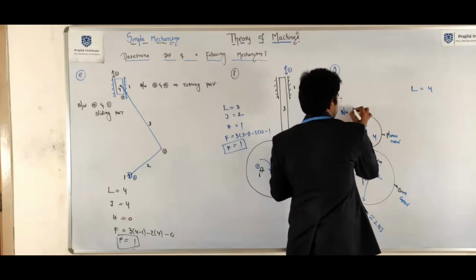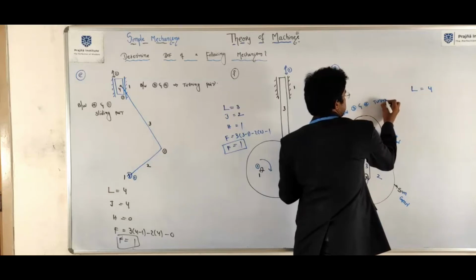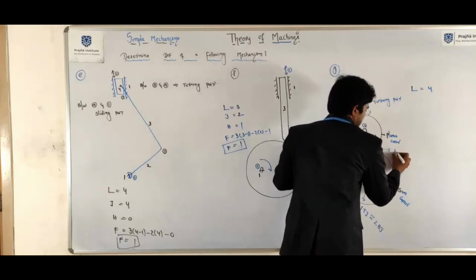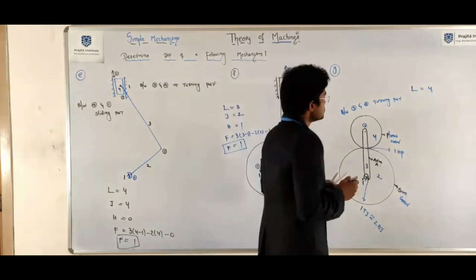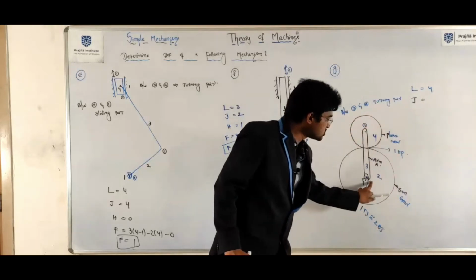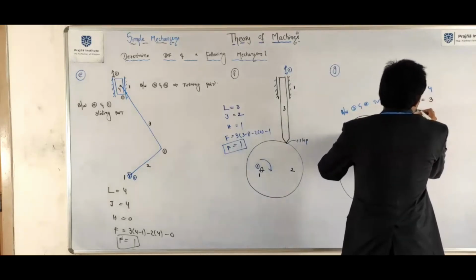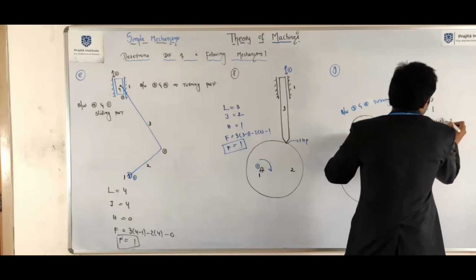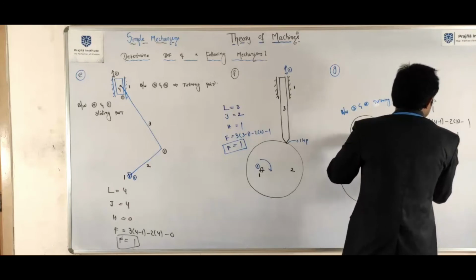Between 3 and 4 turning pair, it is a higher pair. Point contact, higher pair. So total number of binary joints, tell me. Two binary joints here, one more binary joint here, total 3. Higher pair equal to 1. F is equal to 3 into 4 minus 1, minus 2 into 3 minus 1. 9 minus 6 minus 1.